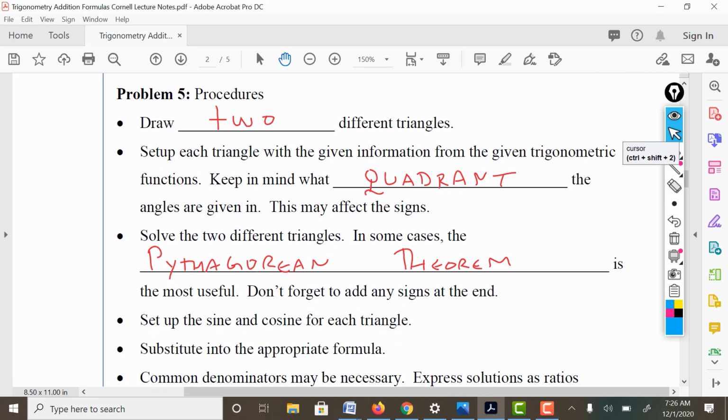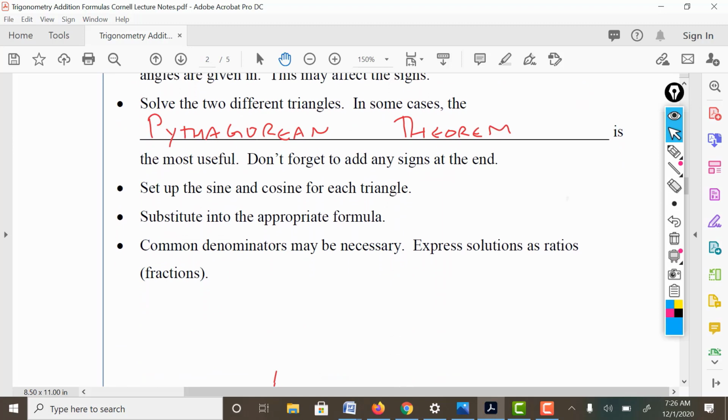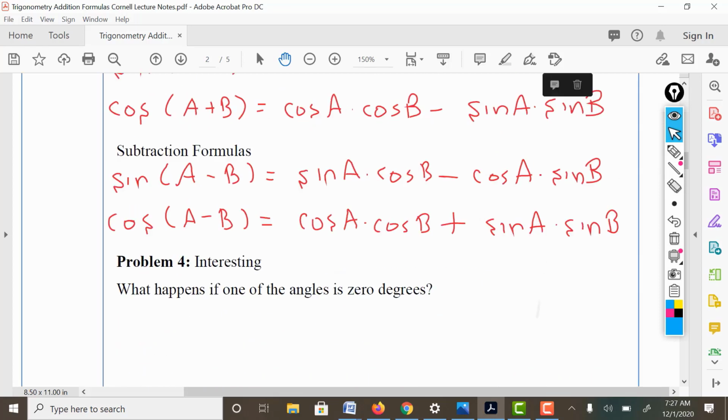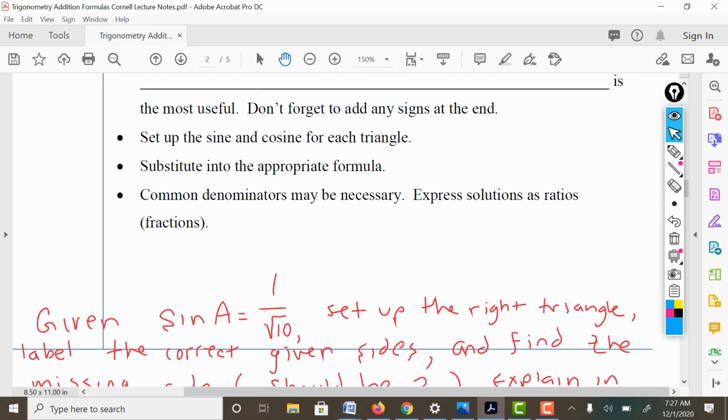So in order to work on these problems with the addition or subtraction, you have to first draw two different triangles. You have to keep track of the information that's been given. Keep in mind what quadrant they're in and where the answer might be, in what quadrant. You will set up two different triangles based on what they gave you. You will use the Pythagorean theorem in many cases. And don't forget to add the sines at the end. We will have some examples of that later. You're going to set the sine and cosine for each angle, substitute into the appropriate formulas. And the appropriate formulas would be these up here, these four that we gave you. Substitute, and then if you need to do common denominators, you're going to do that.